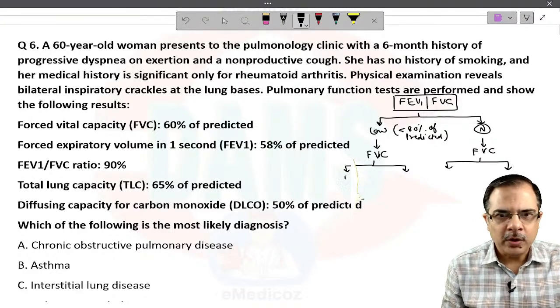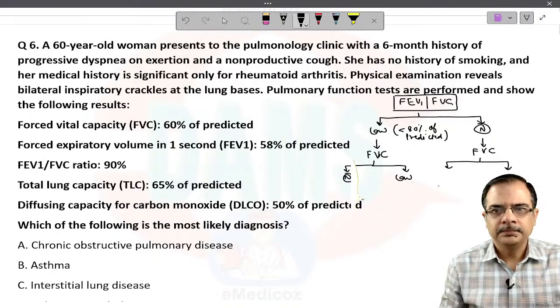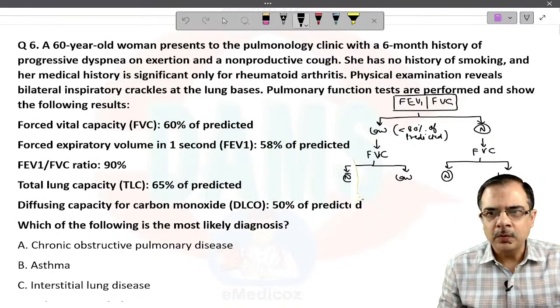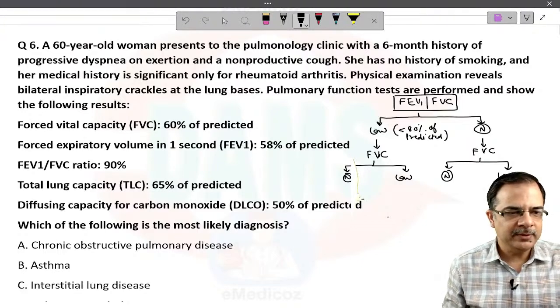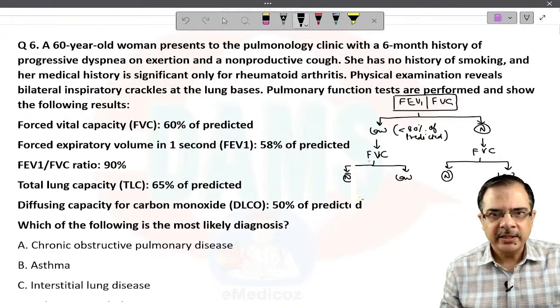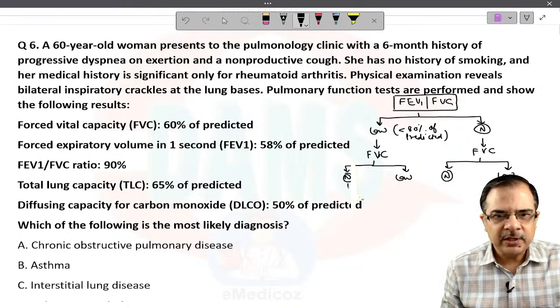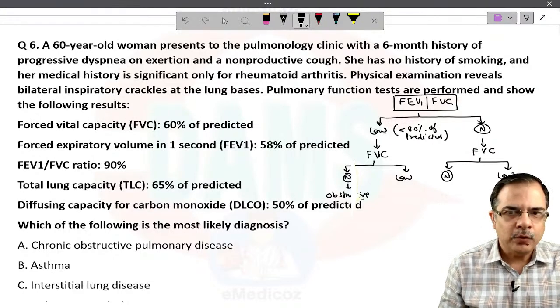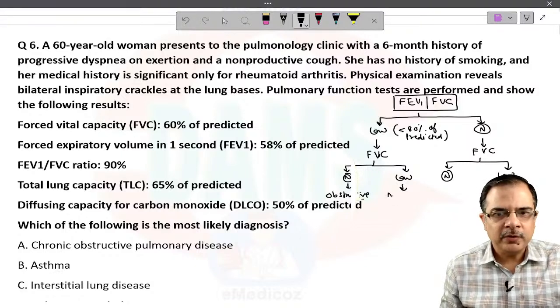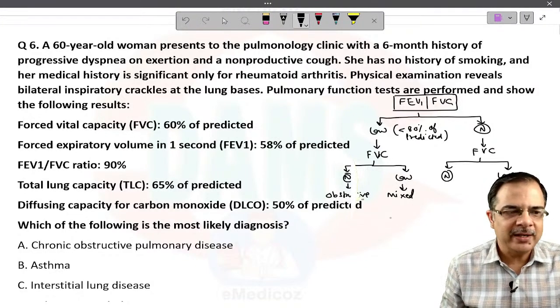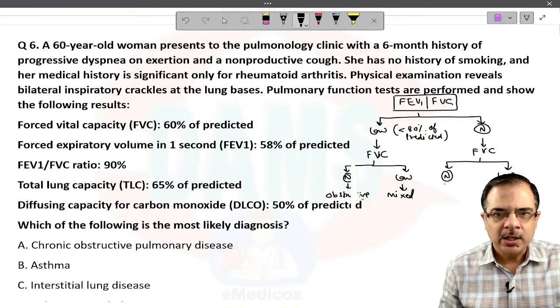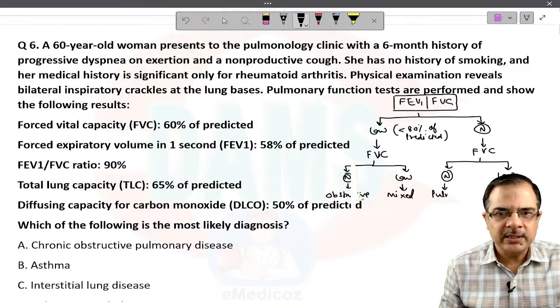The FVC value can come out to be normal or low. This will be the scenario. If the ratio is low and FVC is normal, this will be a case of obstructive pattern. And if both the parameters are low, it will be a case of mixed, meaning obstructive and restrictive. While if the ratio is normal and FVC is normal, that means it is a pulmonary vascular disease.